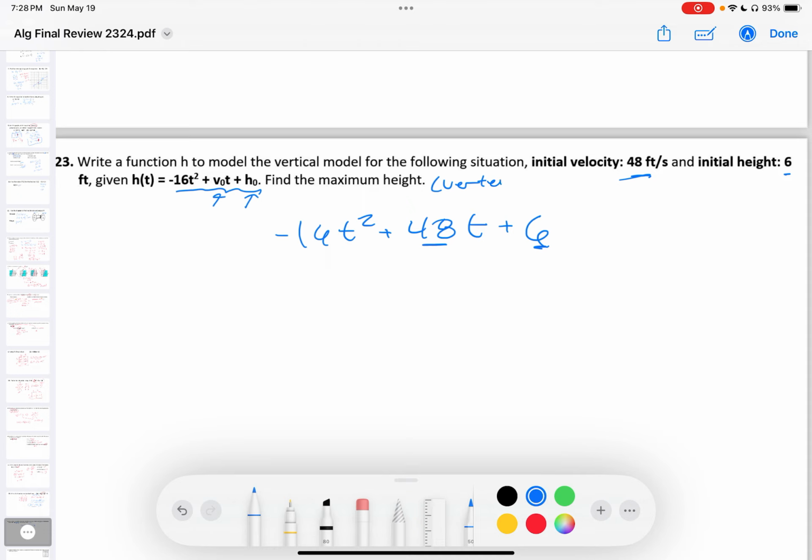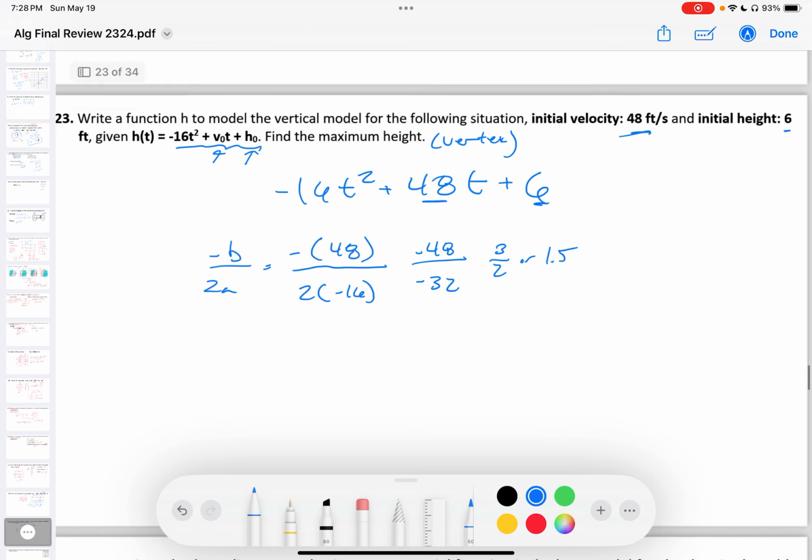What we are asked to do then is to find the maximum height, or in other words, the vertex. So we ended our last video by finding the vertex of something in standard form. We're going to do negative b over 2a again. My b value is 48, times 2 times my a value, which is negative 16. So this is negative 48 over negative 32. That simplifies to 3/2, or 1.5.